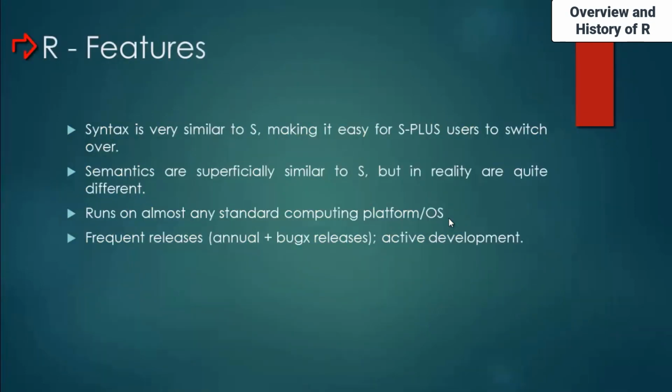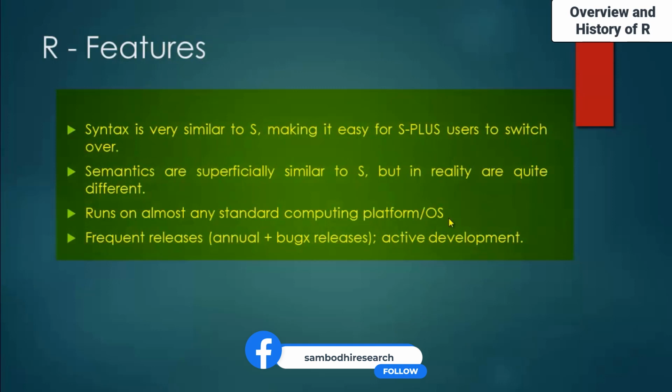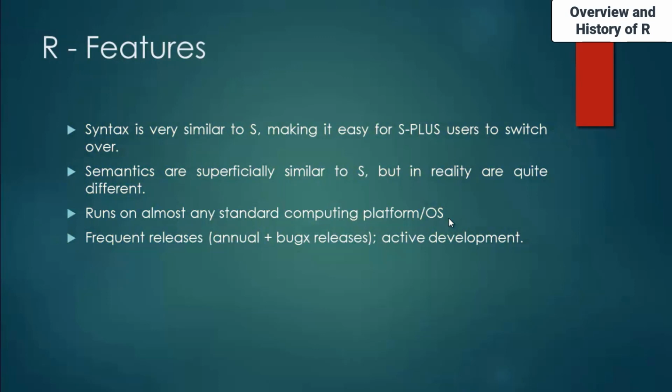Now we will see about the features of R programming. What makes R so special that it became the buzzword of the analytics community? Syntax is very much similar to S programming, which makes it easy for S-Plus users to switch over. Semantics are superficially similar to S, but in reality are quite different. It runs on almost any standard computing platform or OS. It is available for all platforms and OS, as you can see on the download page of R programming, which I will show later. Frequent releases: annual releases plus bug fix releases, and active development goes on for R.